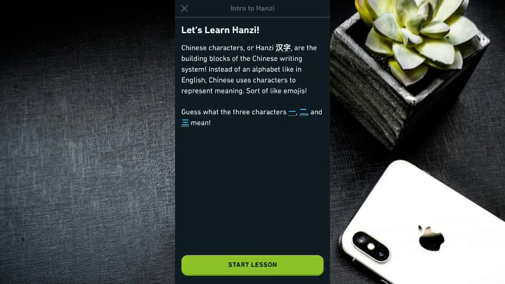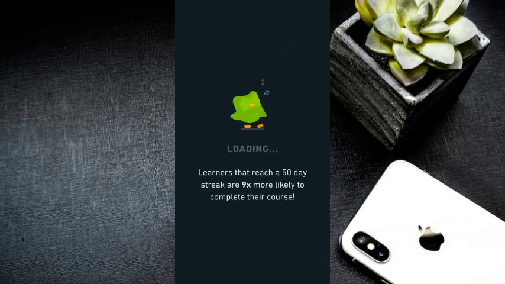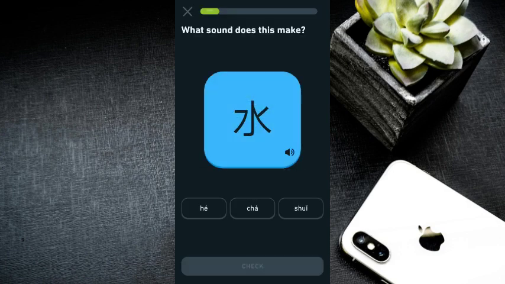Now let's learn Hanzi. Chinese characters or Hanzi are building blocks for Chinese writing system. Instead of an alphabet like English, Chinese uses characters to represent meanings, sort of like emojis. So I'll guess what this means, but I'm just going to think it means 1 to 3 based on Japanese. This is Chinese, of course, but there are some things that are similar.